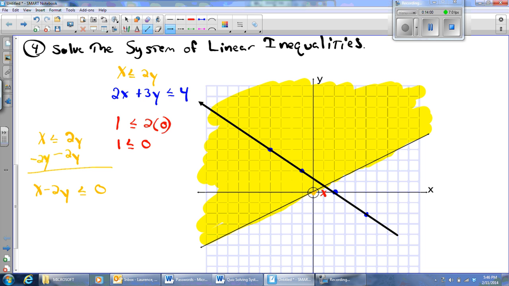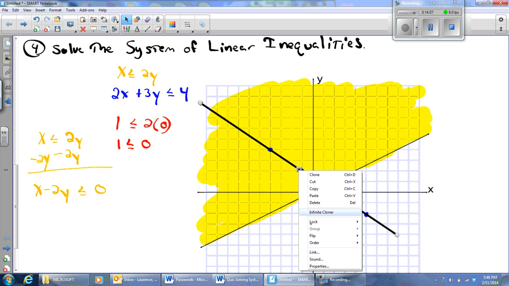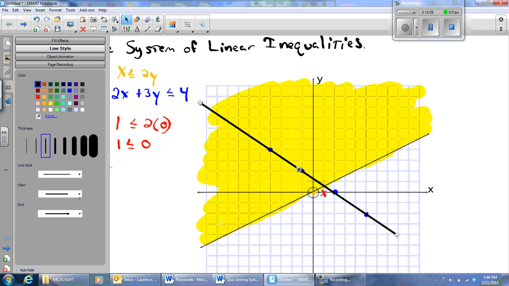Okay, again, it's going to be a solid line. How do I know? Because it says equal to. If it only said less than or greater than, it would not be a solid line. And we're going to put an arrowhead on that. And we're going to make it nice and thin. And I'm going to change that to blue.